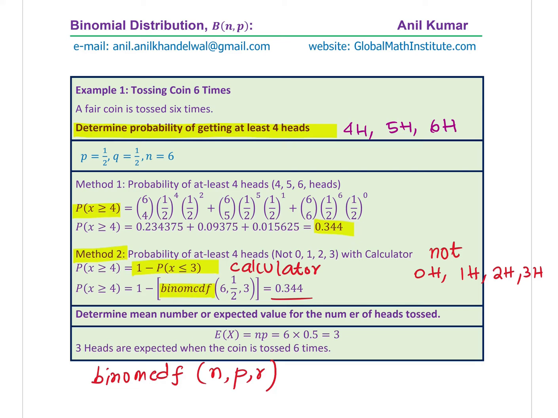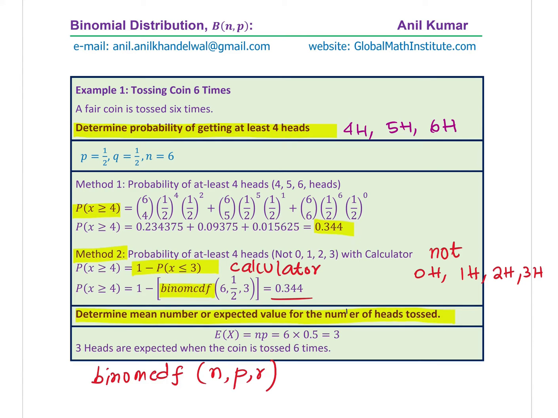Now moving forward, we'll only focus on not using the graphing calculator functions. Is that okay? But this can be used very easily. Now part D is to find the expected value. Let's look into that part. Determine the mean number or the expected value for the number of heads tossed, right?